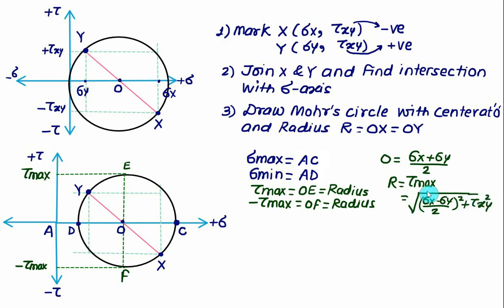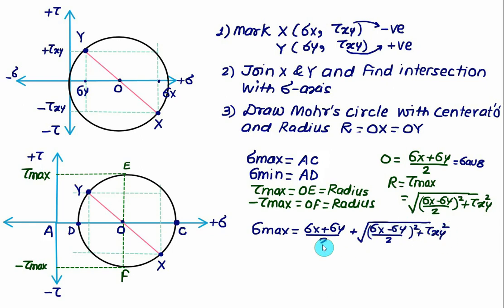So this is nothing but our formula for sigma max. In the case of sigma max, we use sigma x plus sigma y divided by 2, plus the square root of sigma x minus sigma y divided by 2 whole square, plus tau xy whole square, with everything under the root sign. This value we'll call sigma average. So we have sigma average plus tau max giving the maximum value of the normal stress.